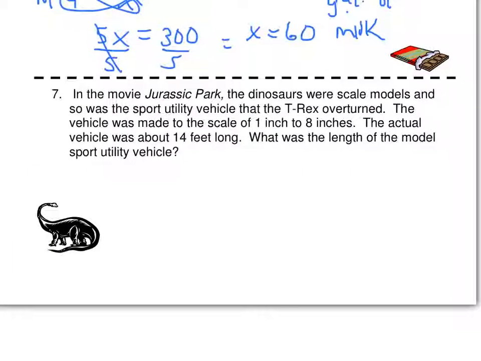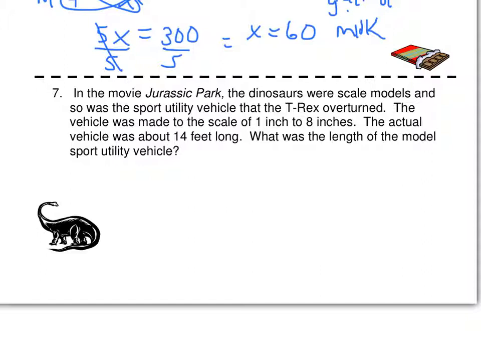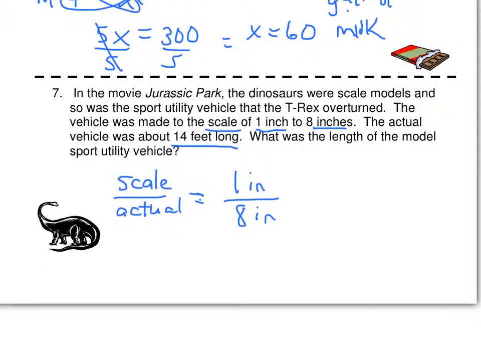All right, so number 7. In the movie Jurassic Park, dinosaurs were scale models, and so was the sport utility vehicle that T-Rex overturned. So the vehicle was made to the scale of 1 inch to 8 inches. So that would be our scale. The actual vehicle was 14 feet long. So if we do scale to actual, that is how we would set up our ratio. So we would have 1 inch to 8 inches. So that was our scale. And the actual vehicle was 14 feet long.